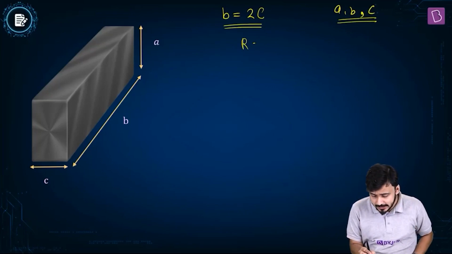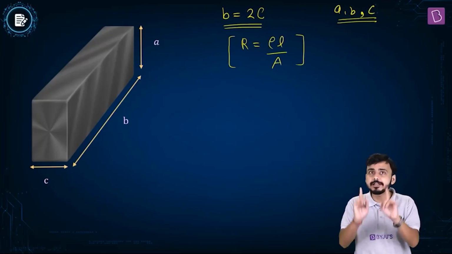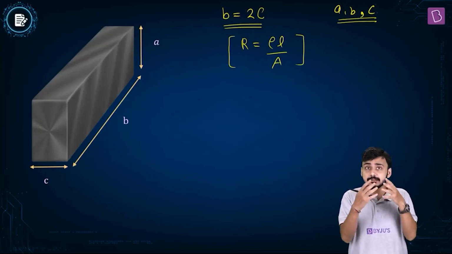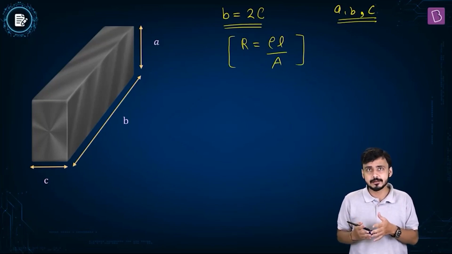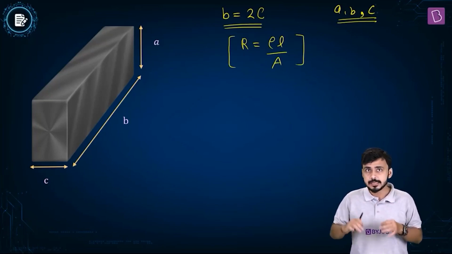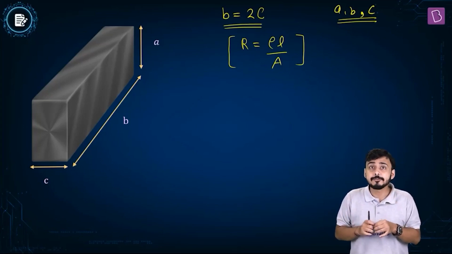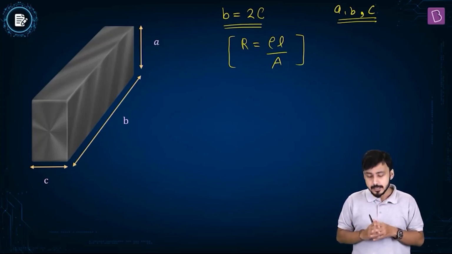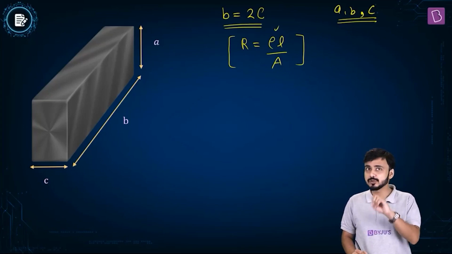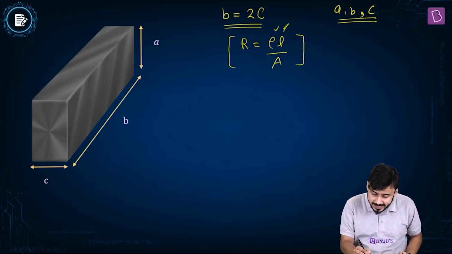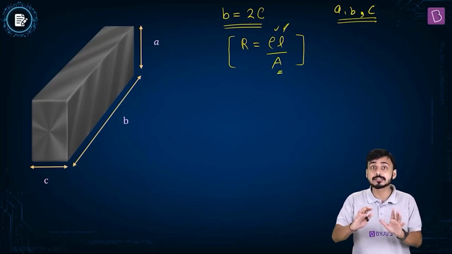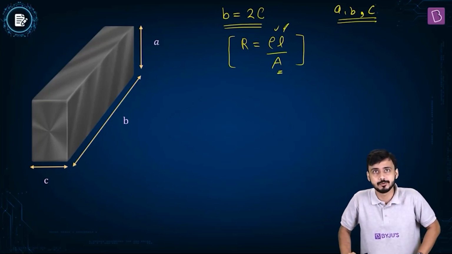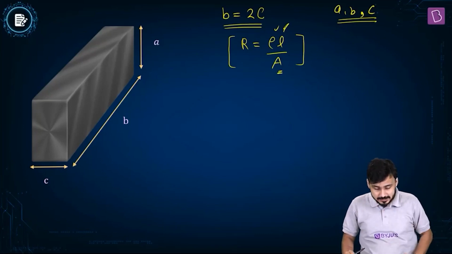Now, please understand this. When you write R is equal to rho L by A, what is rho? Resistivity of the material. Now, the material is a fixed thing in this problem. You're not changing the material, you're just changing the orientation. Across different sets of faces, you are talking about the resistances. So the rho in any case is going to be constant. What is L? L is the length across the current flow and A is the cross-sectional area perpendicular to the current flow. So please understand this.